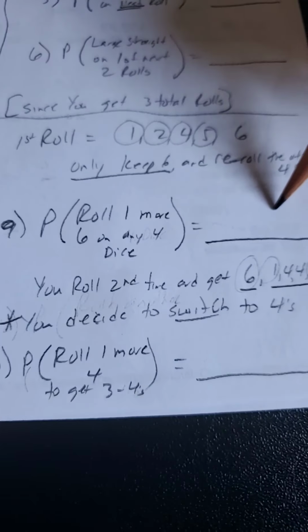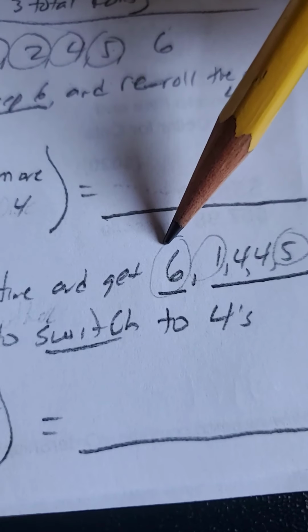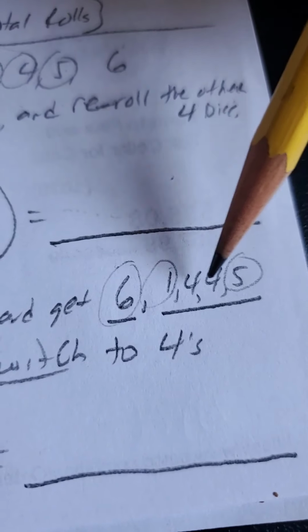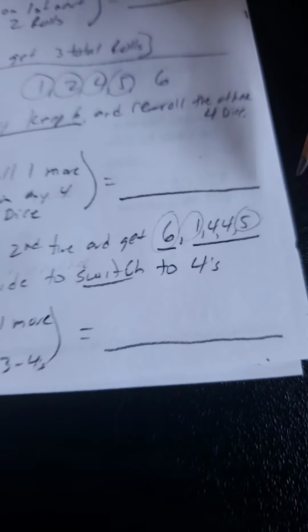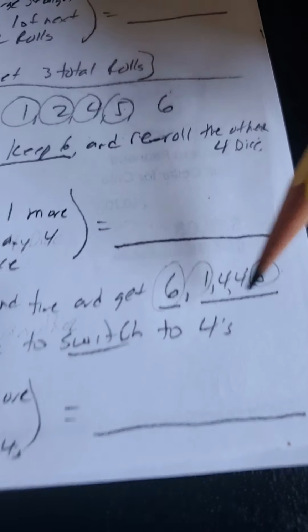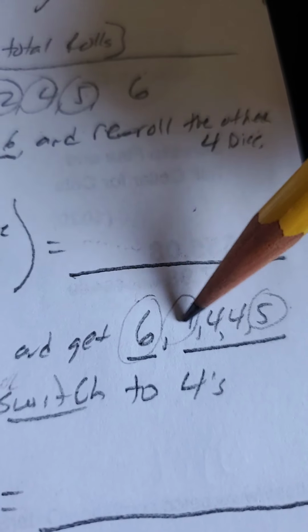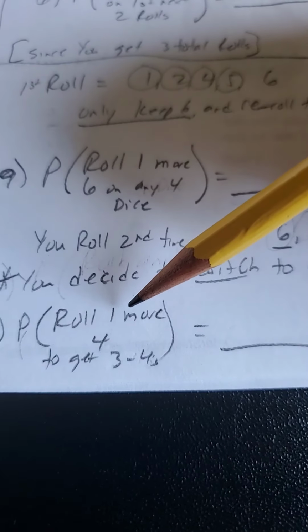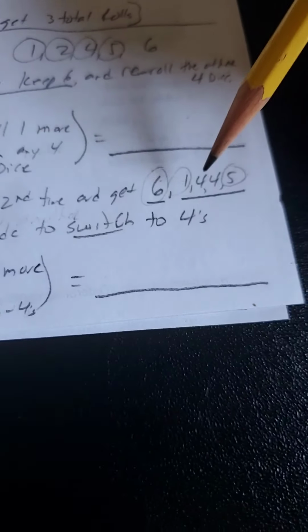Okay. And then what ends up happening is you roll and you didn't get a 6. You kept this 6. You roll and got a 1, 4, 4, 5. You didn't get a 6 on any of them. So now you basically change your mind and switch to 4s. I'm going to keep the 2 4s and re-roll these 3. What's the probability I get 1 more 4 in order to try to get 3 4s?